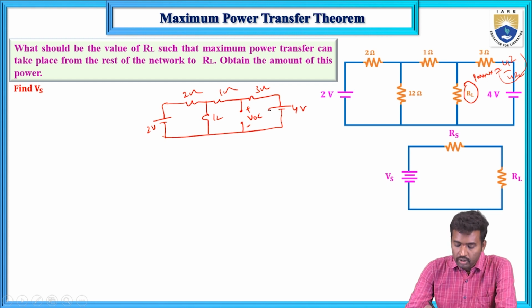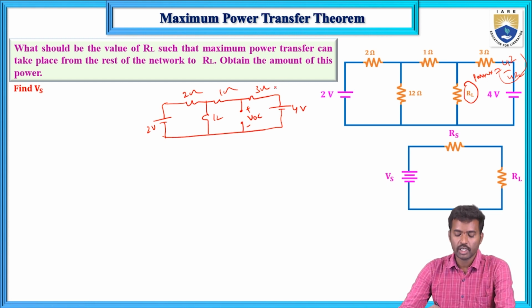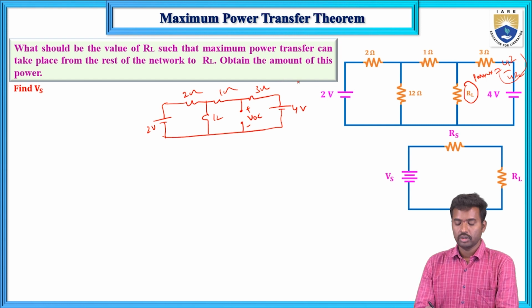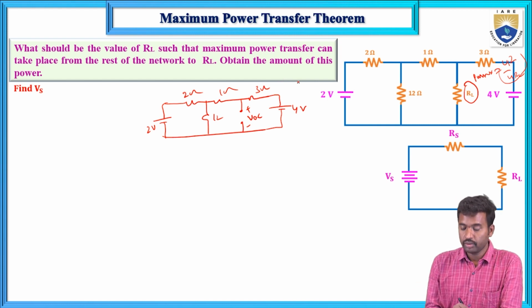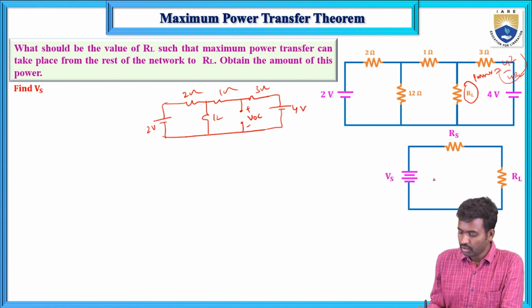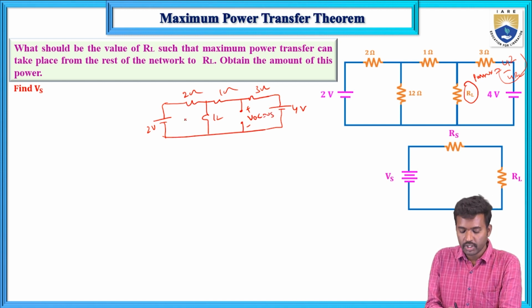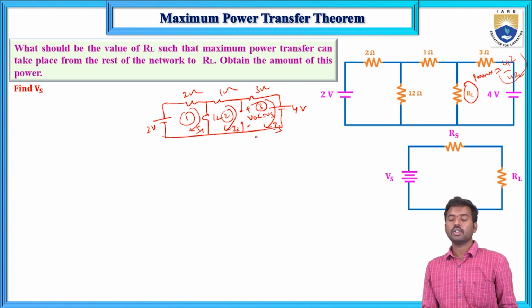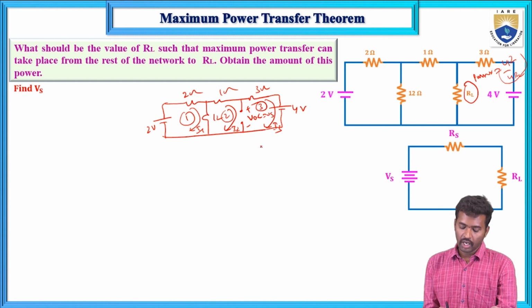Now here, using the mesh analysis method, you can calculate the VOC, and that VOC is known as Vs. The possible number of meshes in the given network is three. Mesh 1 current is I1 in clockwise direction, mesh 2 current is I2 in clockwise direction, and mesh 3 current is I3 in clockwise direction. Now I2 equals I3 because this branch current is 0, as it is an open circuit.